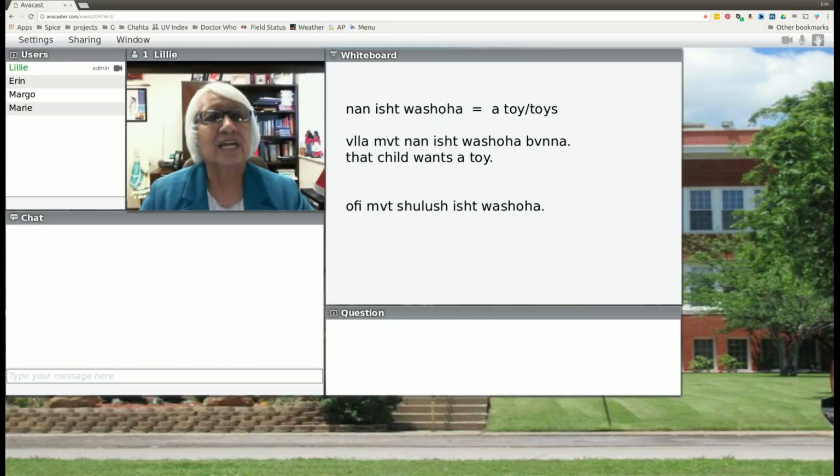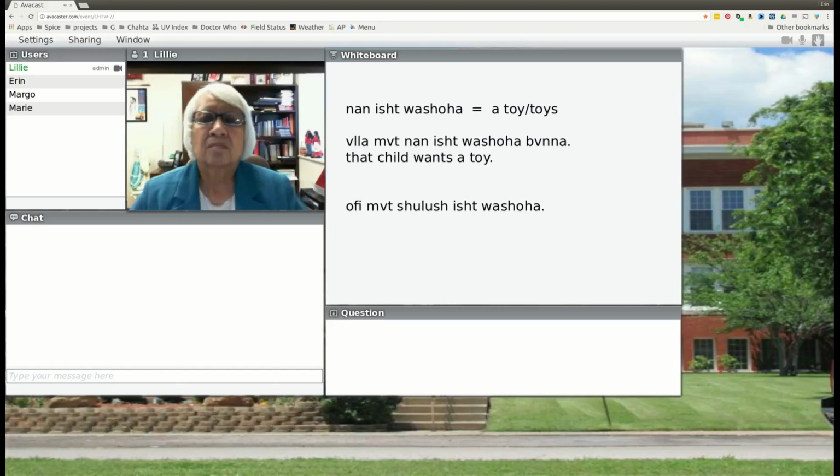Okay, I've given you non-ishtwashoha as a toy or toys. Then I've given you the word ishtwashoha, just with the isht and not with the something. So non-ishtwashoha is something with which to play. And I gave you this as the literal translation for non-ishtwashoha. Something with which to play is the literal translation. It can mean a toy or toys.